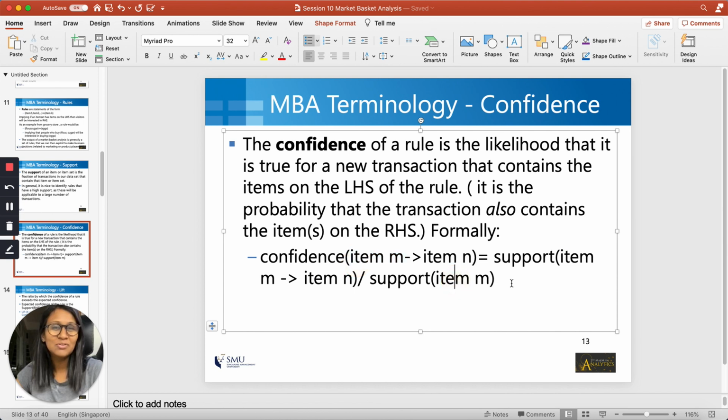So very simply put, just to reiterate, to find the confidence of a rule, we will look at the number of transactions where the left hand side is satisfied, and in those transactions we will see which are the transactions where the right hand side is also present, and that fraction will give us the confidence of the rule.